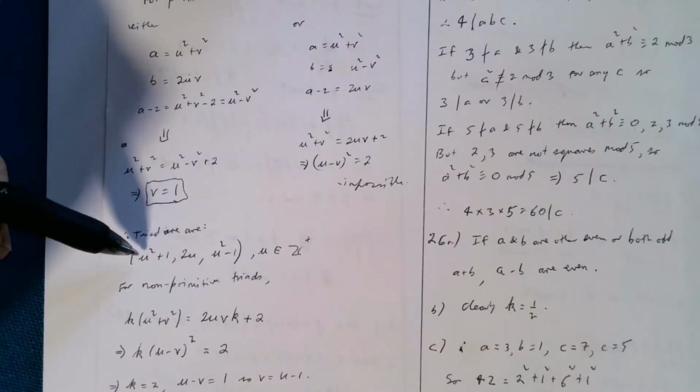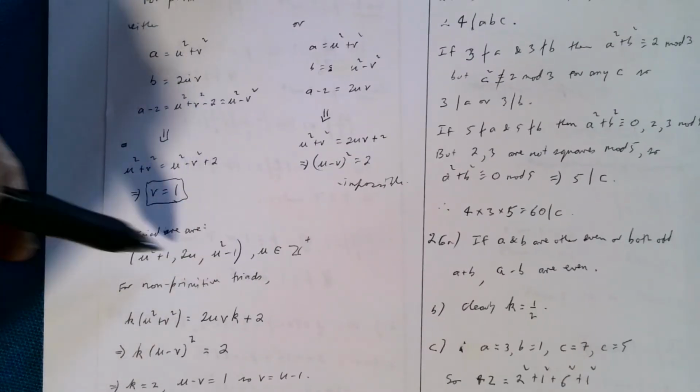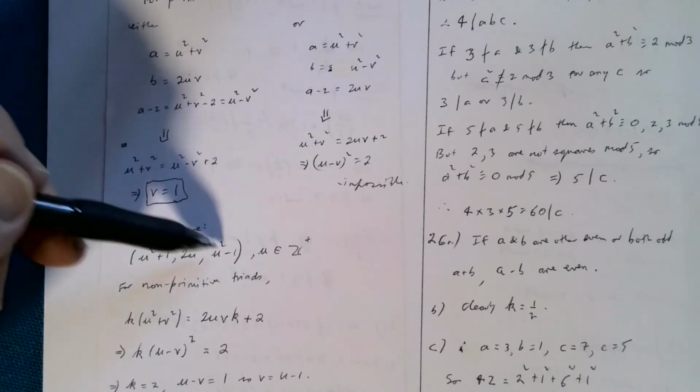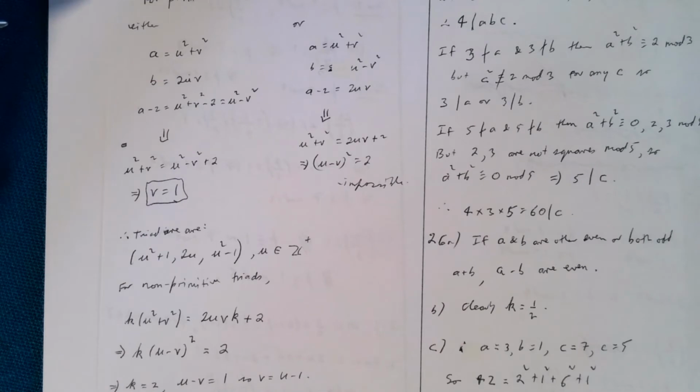this is the hypotenuse, and these are the other two sides, which gives me u squared plus 1, 2u, and u squared minus 1. These two differing by 1, where u is any positive integer.